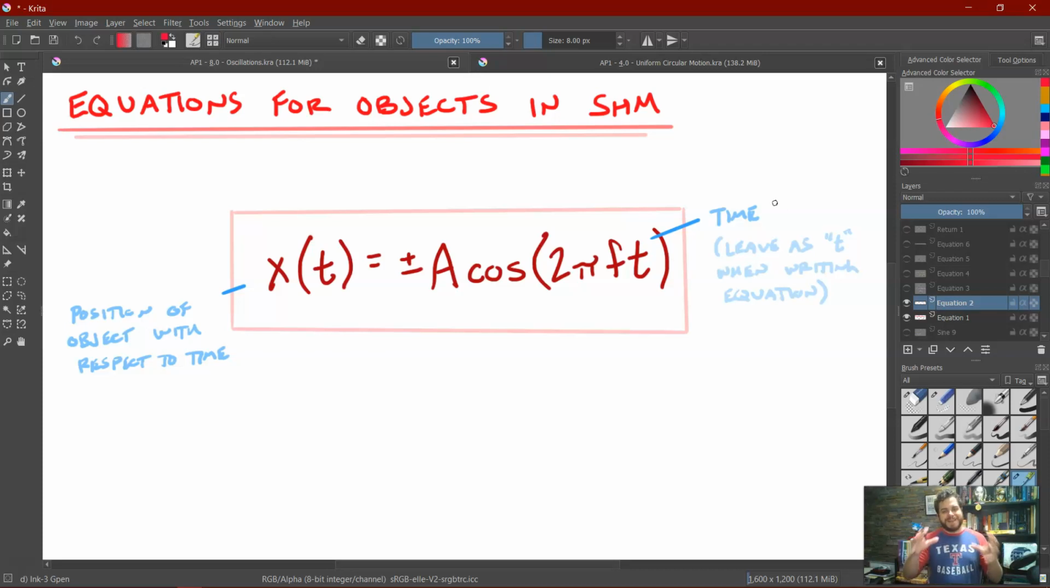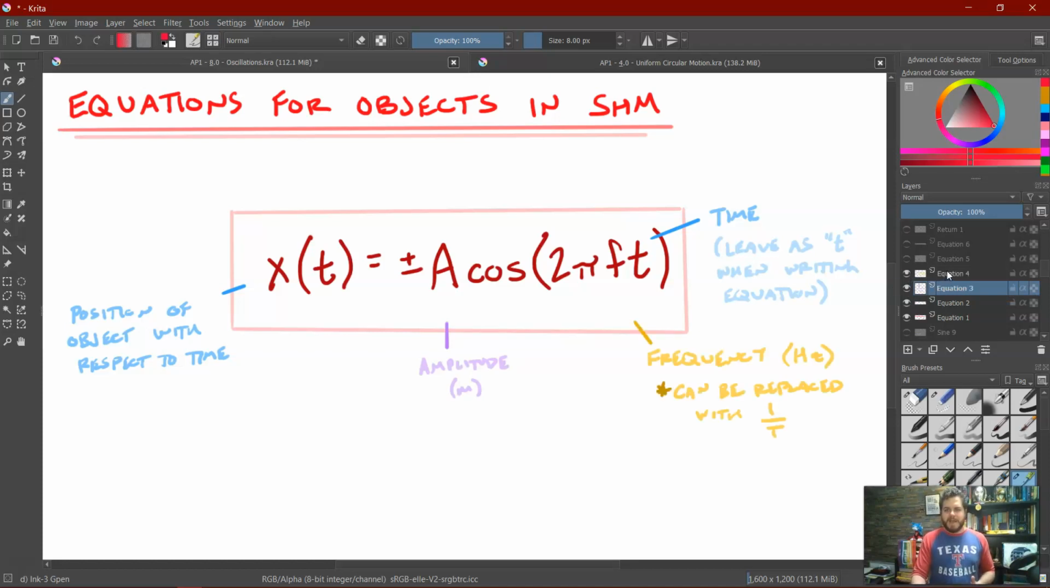But if we're just writing the equation, we're going to leave the t alone, because the t is the variable that we're going to input into the equation to find the specific position. So we've got those first two pieces. The next thing we have is the amplitude, which is just in meters if it is, for instance, position. We have the frequency right here in this parentheses part, and that frequency will be in hertz.